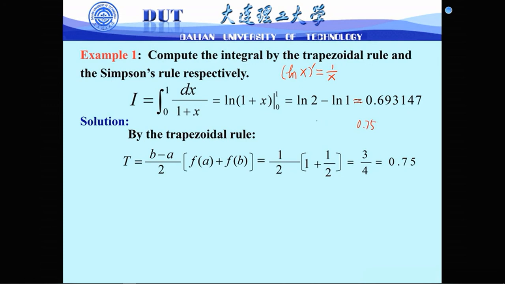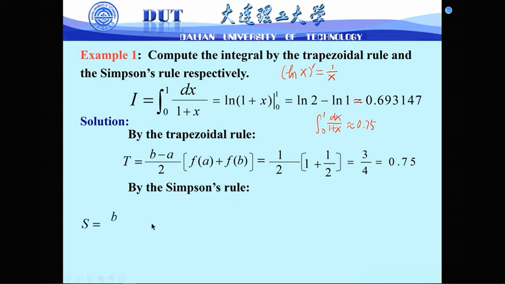So that means we can use 0.75 to approximate the integral of 1 over 1 plus x, right? We know the exact value is 0.69 and so on, right? But here, we just use 0.75 to approximate the integral. Okay? It is very simple, right, to use the trapezoid rule. Of course, we can see the error is a little big, right? So, in order to improve the accuracy, we can use the Simpson's rule.